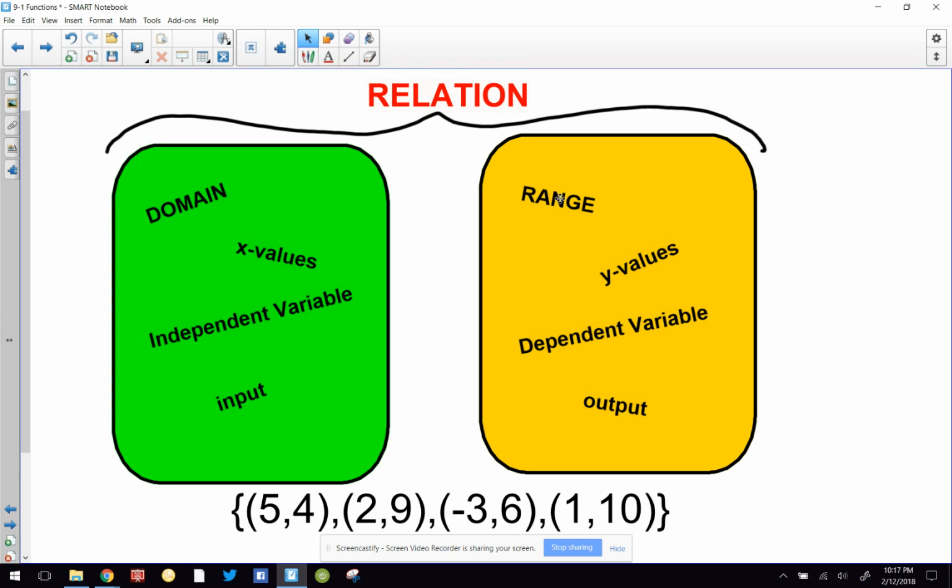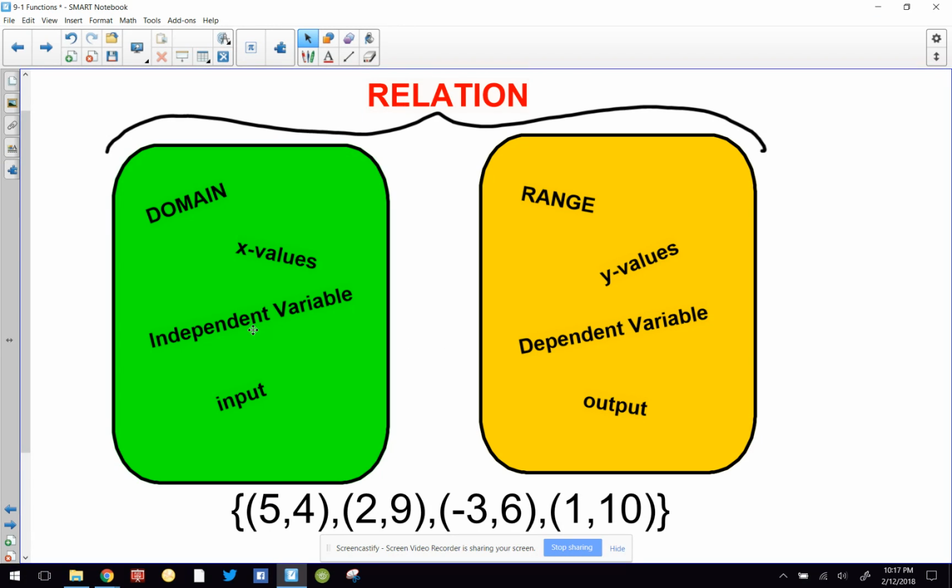And then likewise, we have members of the range. These are all of the y values. These are all the dependent variables, or these are the outputs of a relation. So in my example, 4, 9, 6, and 10 are the members of the range. So hopefully that is a refresher on what a relation is. And that's all the farther we took that in chapter 1. Now we want to take it a step further and talk about special types of relations called functions.